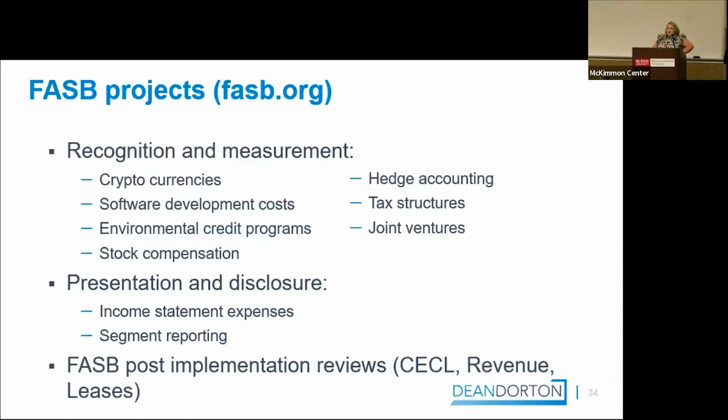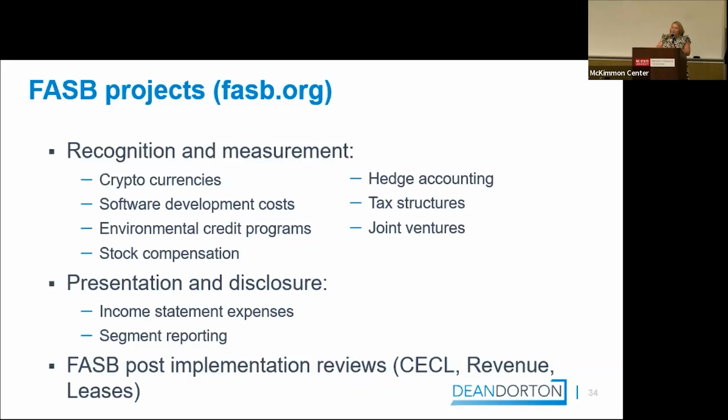Here are the FASB projects that are coming up. If you want some light reading, you can go to FASB.org and see all of these. They're talking about recognition and measurement of certain items, including cryptocurrencies, software development costs, environmental credits, stock compensation, hedge accounting, tax structures, and joint ventures. That's all in the area of recognition and measurement, where they're working to figure out what guidance we need to provide on these to actually recognize them in financial statements.